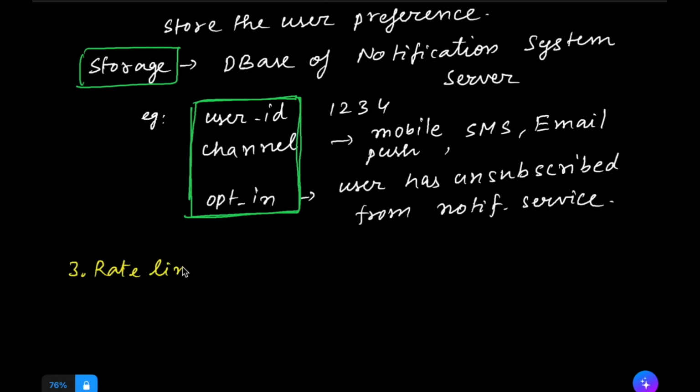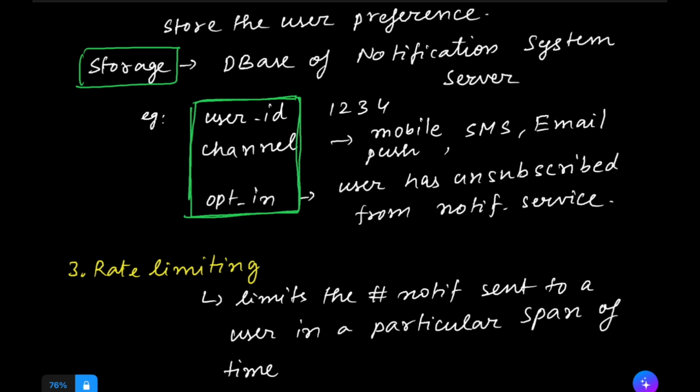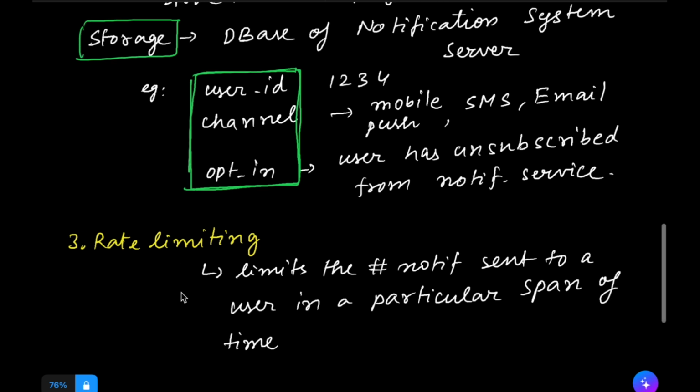So rate limiting, we have already covered this topic in much detail in my playlist on designing a rate limiter. You can see my video in this playlist and get an idea of how rate limiting works. But at a high level, rate limiting limits the number of notifications sent to a user in a particular span of time. It can be in a day or in an hour, how many notifications can be sent to a user is rate limited.